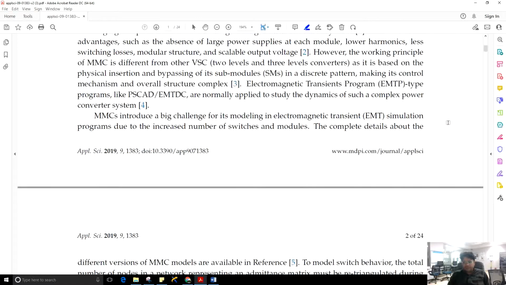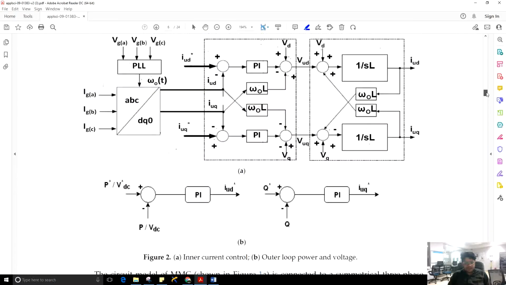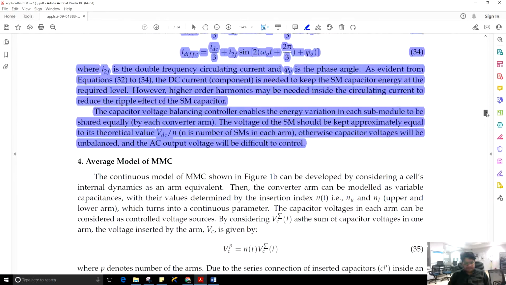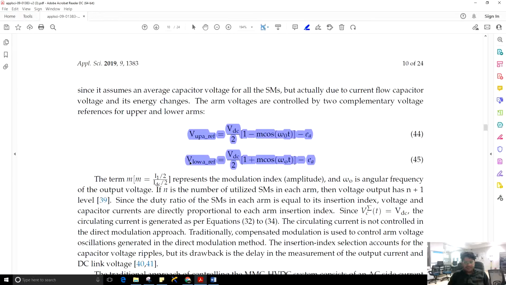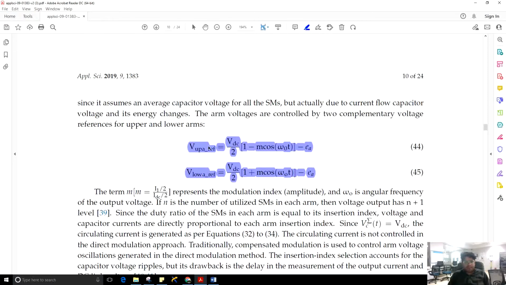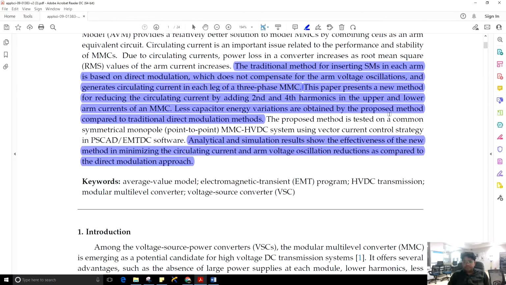Now let me show you these reference signals mathematically, these upper and lower arm reference signals. This is the upper reference signal and this is the lower reference signal, and these are two complementary voltage references for upper and lower arms.